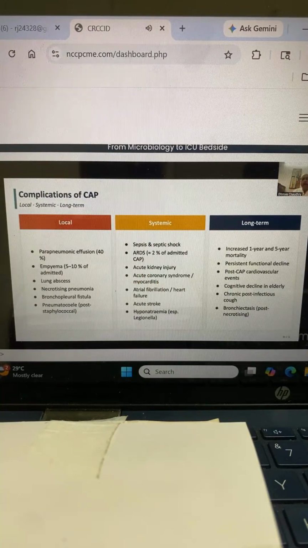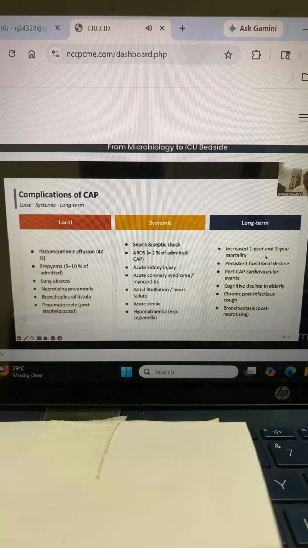Complications can be local, systemic, and long-term. More important are the parapneumonic effusions and empyema, abscesses, and PPF which can happen. Systemic, we all know septic shock and ARDS, which are the consequences of hypotension and shock. And again, heart failure and atrial fibrillation are not uncommon. Hyponatremia, if you see it, takes you straight away to Legionella.